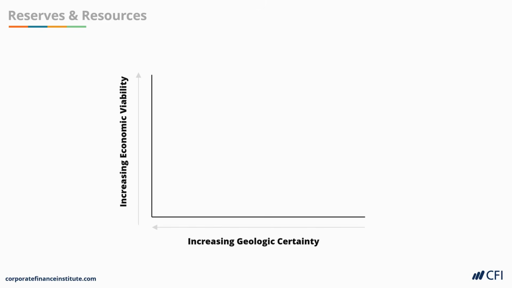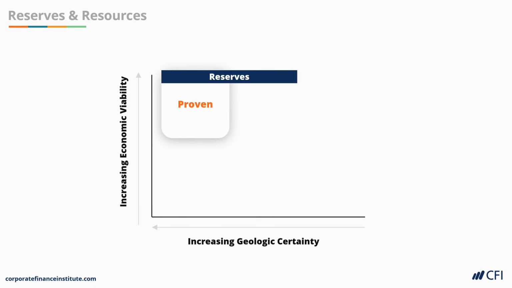And then we've got geologic certainty across the horizontal axis, with the left side having the highest degree of certainty about what's contained in the ground, and the right side the least amount of certainty. So the top left corner is the best place to be. Mining companies start with reserves at the top. This means they have the highest degree of economic viability, and they have a high degree of economic certainty.